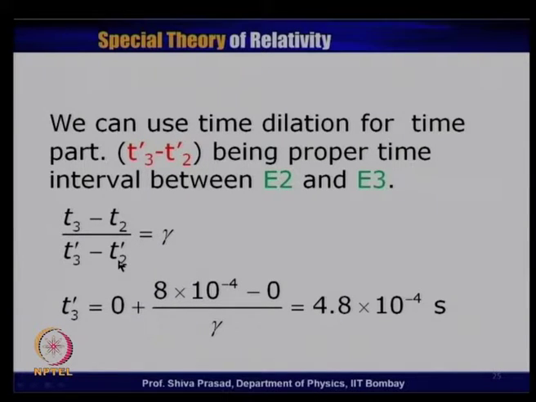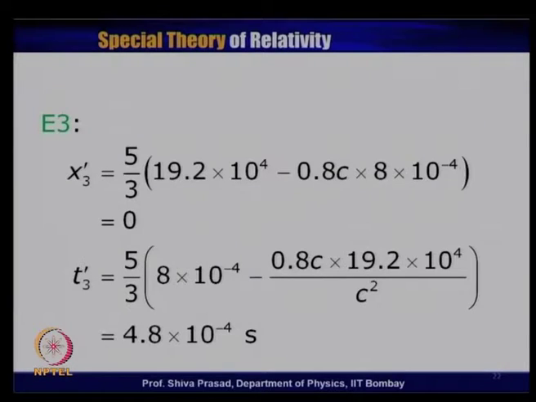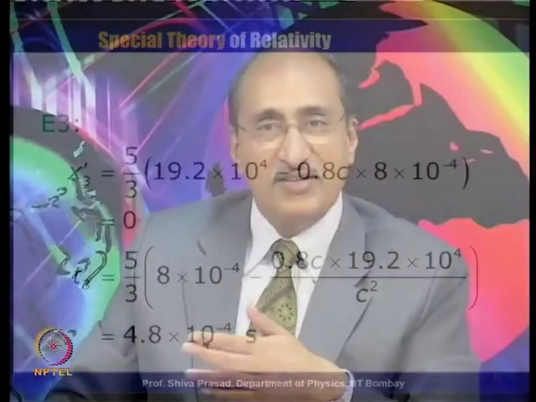For T2 and T2 prime, the times were 0 anyway. So, this is equal to 0. This is also equal to 0. I substitute in this particular expression, and I get T3 prime equal to 4.8 into 10 to the power minus 4 seconds, which is exactly the same result which we had obtained here. So, we can very easily see that we get the same result without actually using the Lorentz transformation. We can just use the time dilation formula and still get the same result.